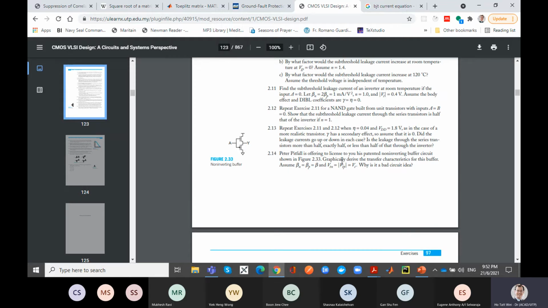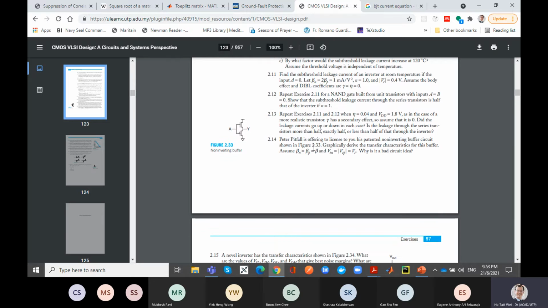This one, 2.14, is more like a toy problem. It's just asking you if this is a non-inverting buffer, why is it a bad idea? My hint to you is you just look at the speed in which this can actually move. If you can get the transfer characteristic, you can explain that. If you still have difficulty with this, then maybe you can skip this. It's not so essential.